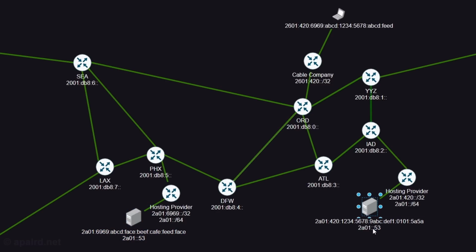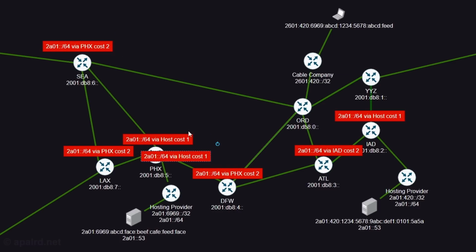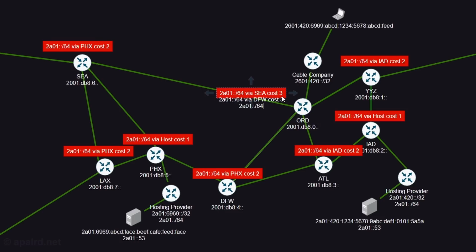So what happens if we inject these routes into the routing table? What does the routing table look like? Ooh, wow, look at that. So we have 4 different routes from ORD to a router advertising this prefix.